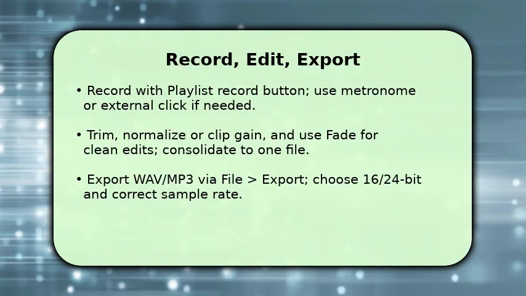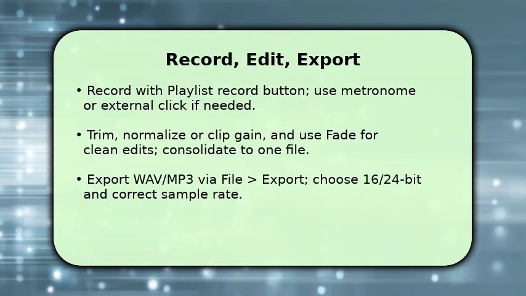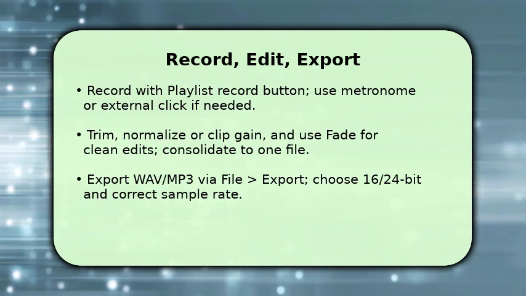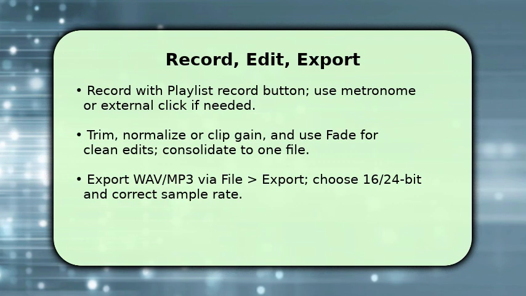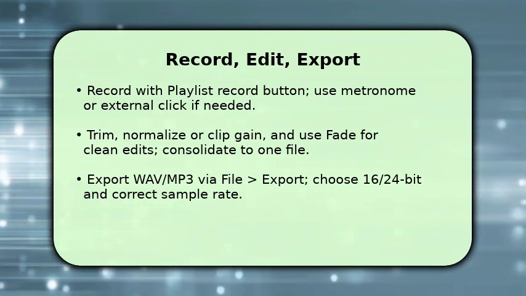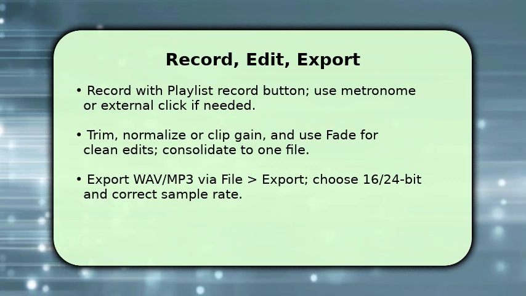Hit the playlist record button and perform. You can use the metronome or an external click to stay tight. After recording, trim silences, apply fades to avoid clicks, and normalize or adjust clip gain for consistent levels. Consolidate or render the clip to a single audio file.